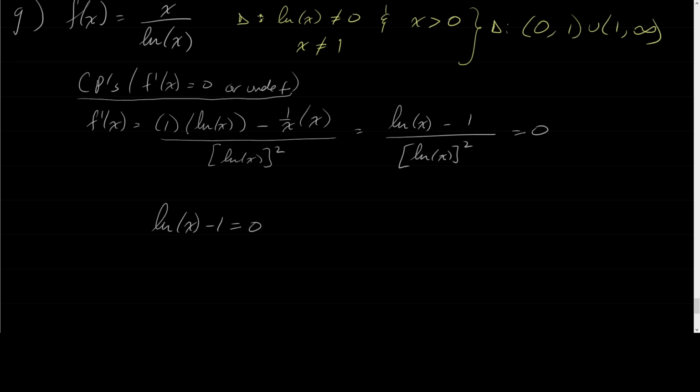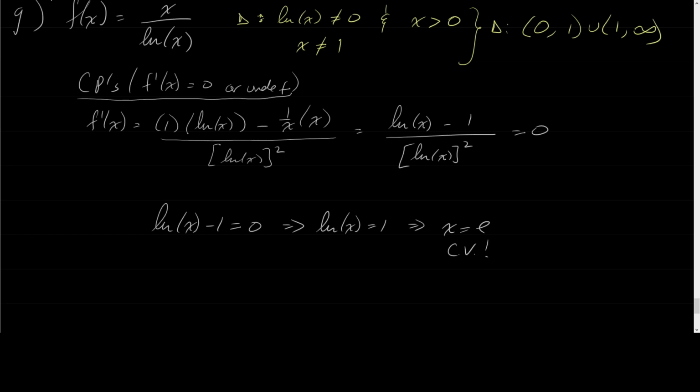So solving this, we end up with ln of x is equal to 1, therefore x is equal to e. All right, so that's our critical value. Well, maybe I'll write this over here. ln of x is equal to 1, which tells us that x is equal to e, and that's our critical value.